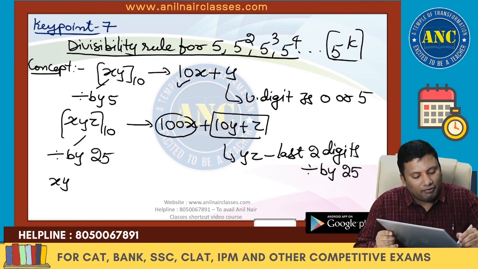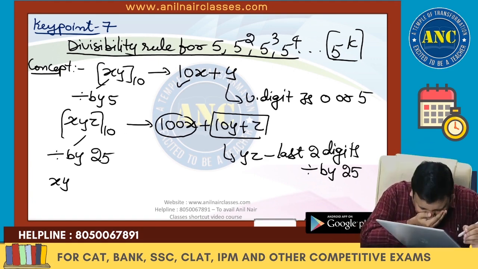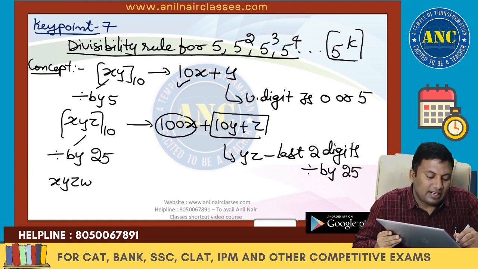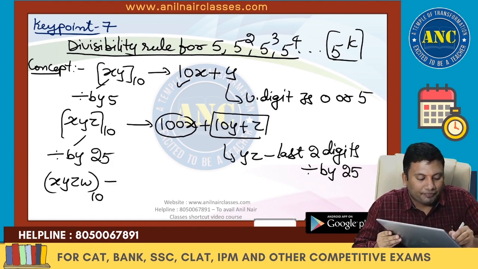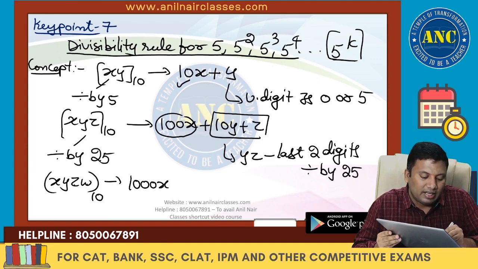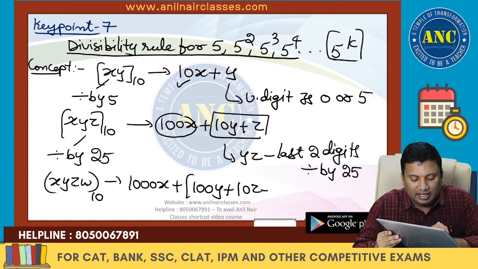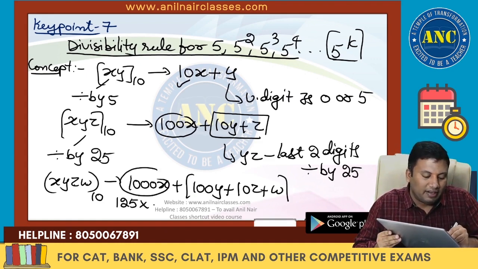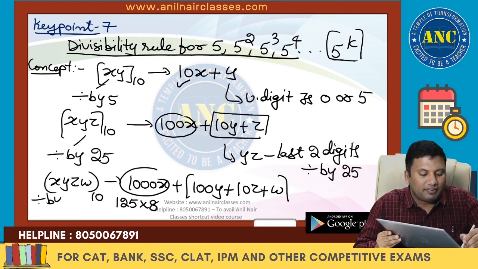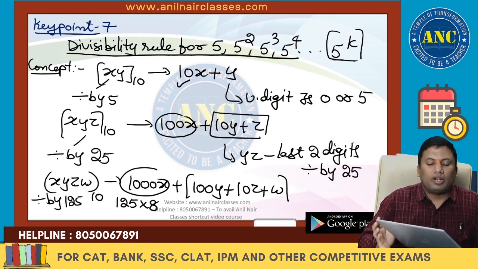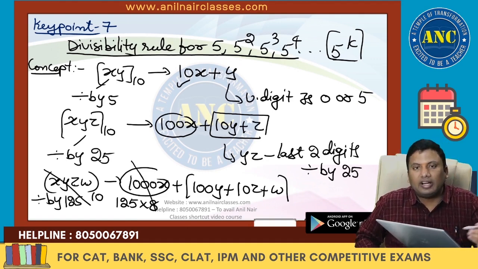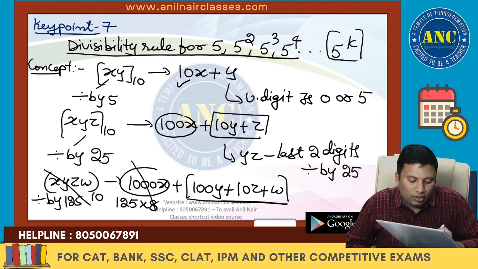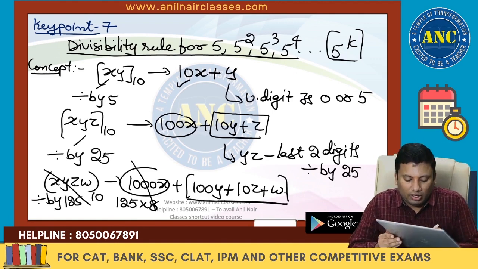Suppose I take a 4-digit number xyzw, with units, tens, hundreds, and thousands places. This is 1000x plus 100y plus 10z plus w. 1000 is divisible by 125, it is 125 into 8. So the left-hand side is divisible by 125, and the remaining part should be divisible by 125.